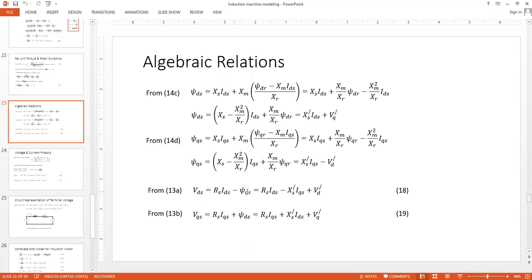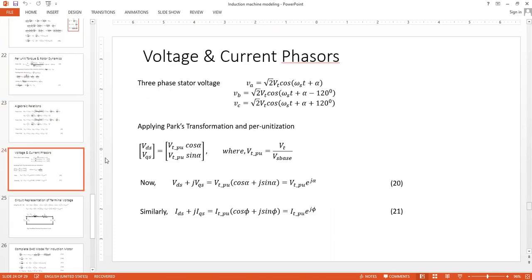Now again, in VDS we have some currents IDS, IQS, and VD dash. Inside VQS, you have some currents IQS, IDS, and VQ dash. However, VD dash and VQ dash are state variables. So now we will try to get rid of those IDS and IQS by establishing some phasor relationships between the voltages and currents. So let's see how we can do that.